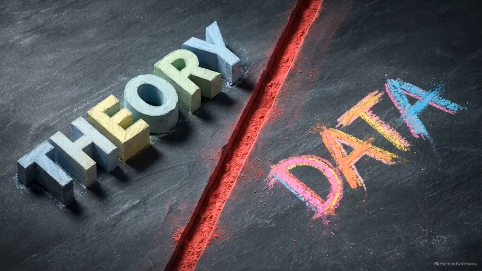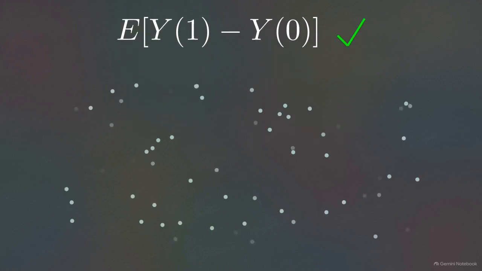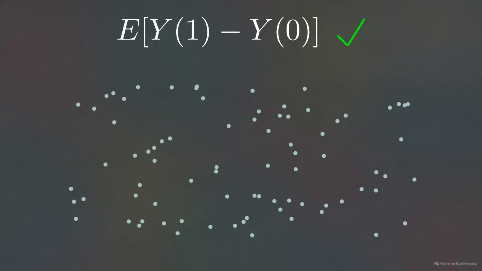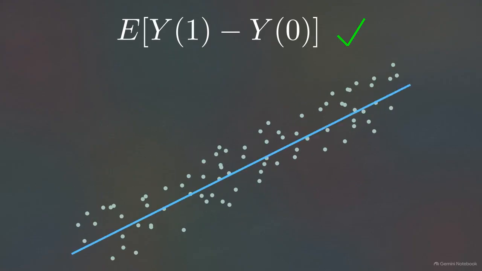In causal inference, we have to separate identification from estimation. Identification is proving that the causal quantity we want is uniquely determined by our data and our assumptions. It asks, is this effect theoretically measurable? Estimation is the mechanical process of crunching the numbers to learn that quantity from a finite, noisy sample.